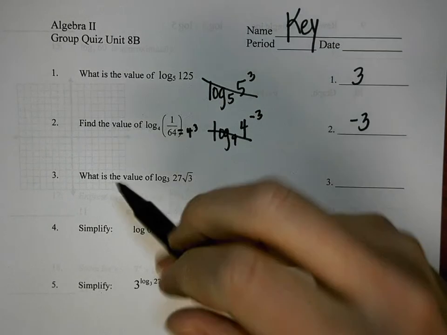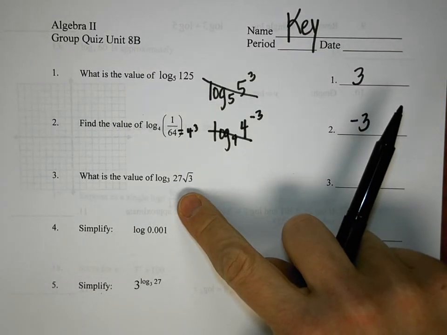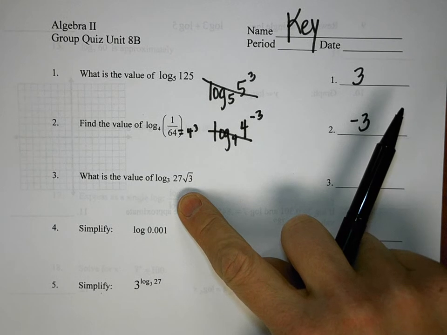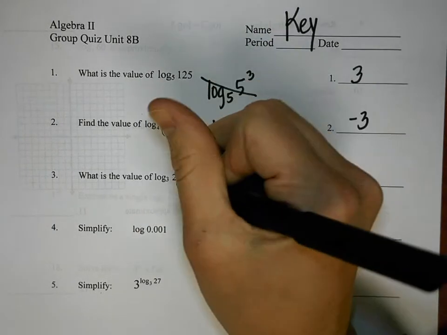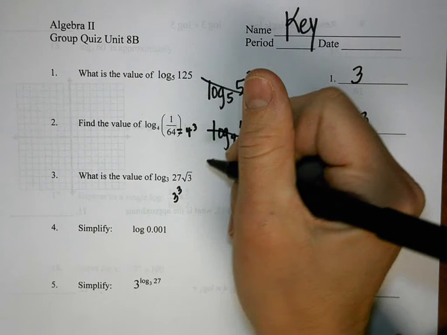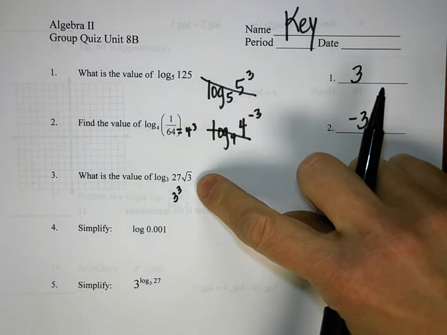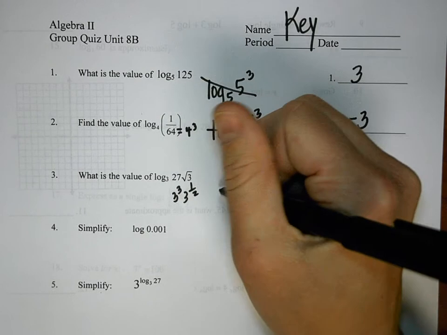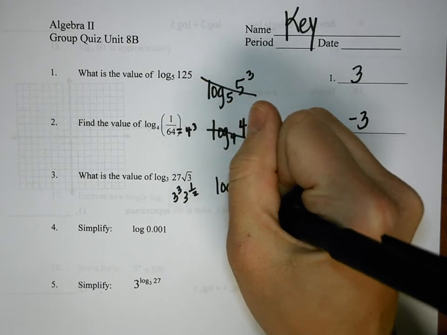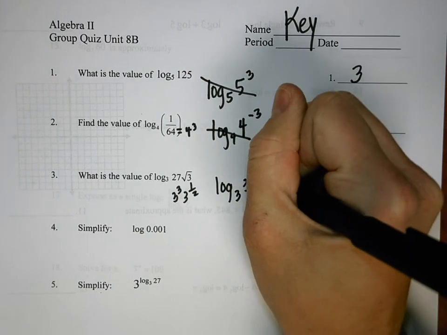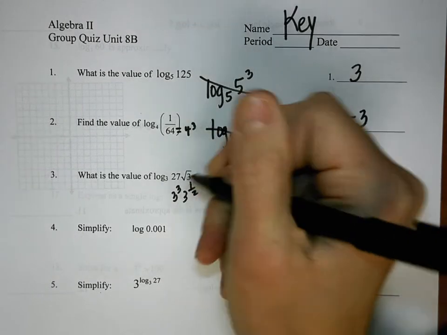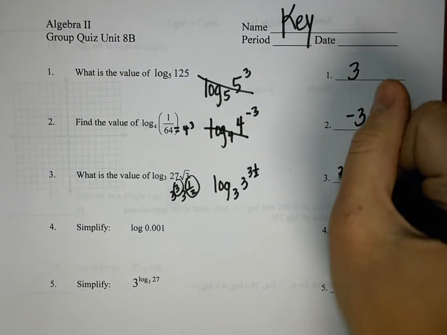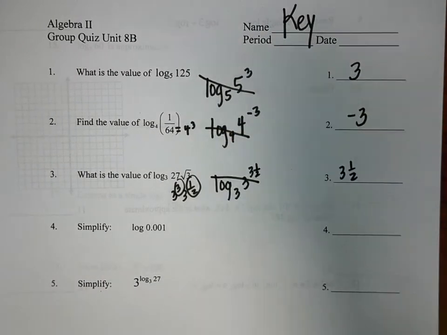Okay, we had similar problems like number 3 last unit when we were dealing with exponents only. Okay, 27 is 3 to what power? To the third, and the square root of 3 is 3 to the 1/2. Therefore, this is log base 3 of 3 to the 3.5, because you would add 3 plus a half together. So that makes 3.5 your answer, because those cancel.